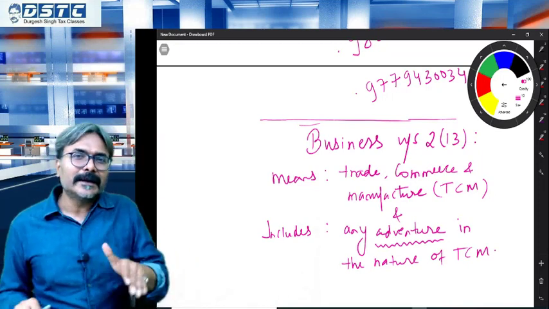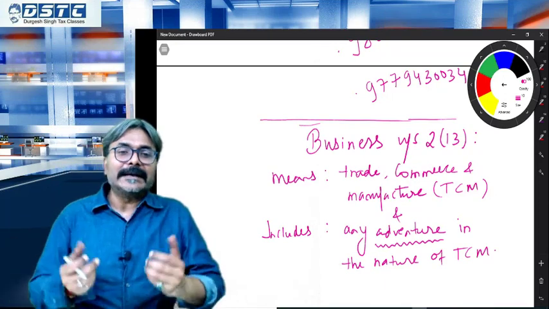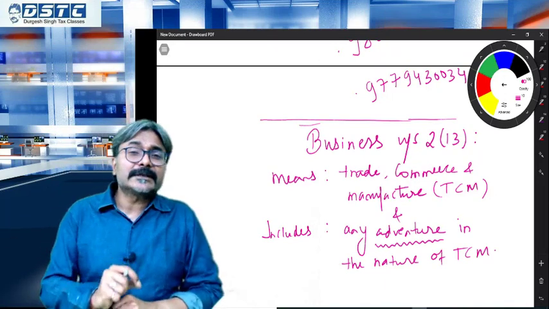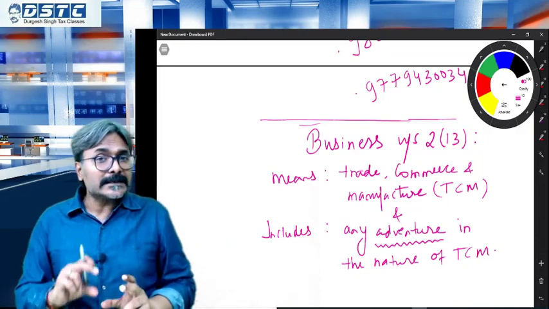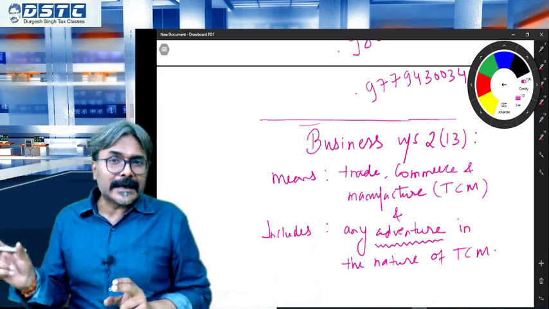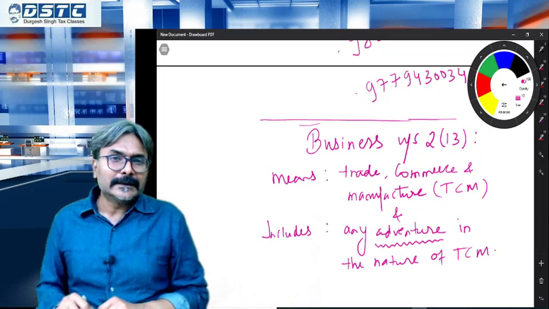First of all, in the head PGBP, if you do the computation, there is no concept of indexation. Whereas if the computation is done under the head capital gains, then we all know there is a concept of indexation that will be applied.